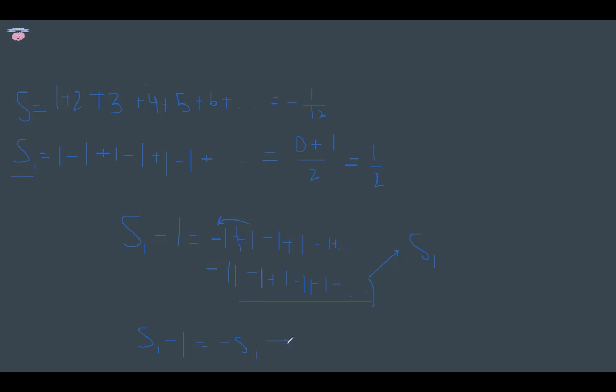Now, we just use a bit of algebra. Take the S1 to this side, so it'll become 2S1 minus 1 is equal to 0. Take the 1 to that side, 2S1 is equal to 1, and divide by 2. Final step, S1 is equal to 1/2. And voila, I proved it to you.